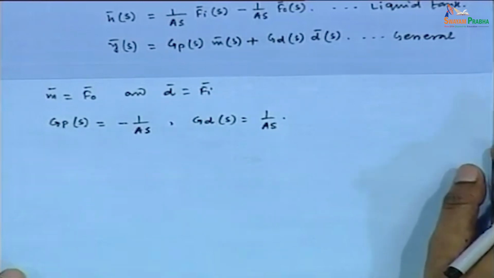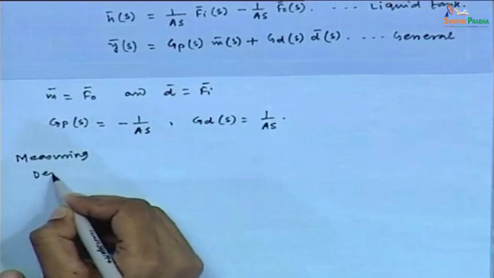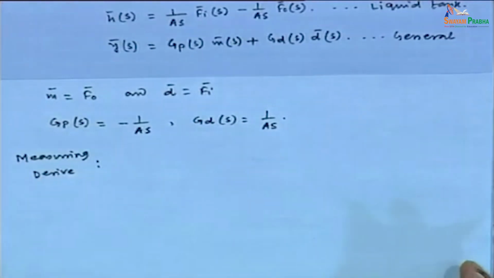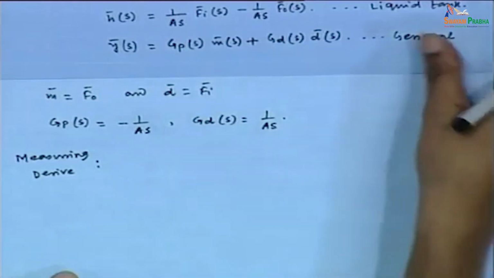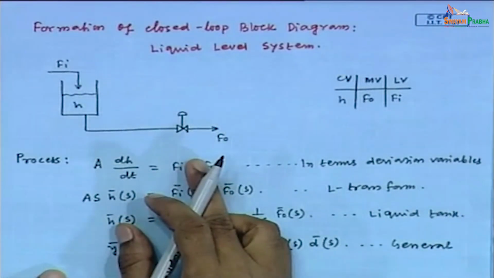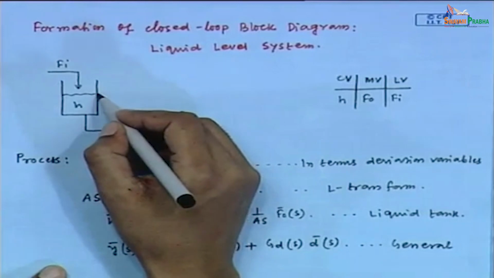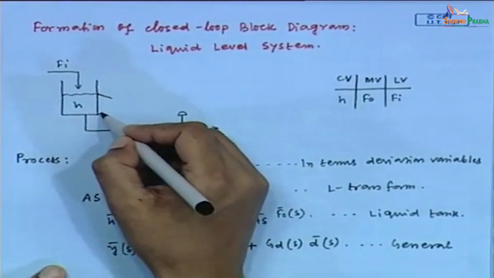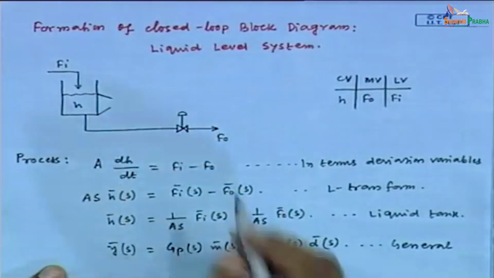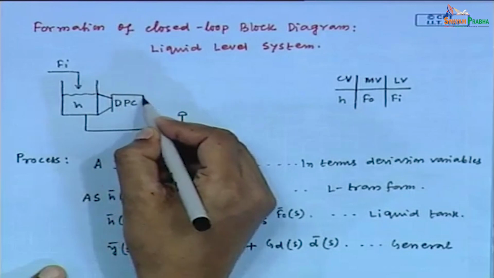Now, what is the next element? The next element is the measuring device. So, we will consider the measuring device for finding the transfer function. In this liquid level system, first we can configure the control scheme. If we configure the control scheme, then we need the final control element. Sorry, first we need the measuring device. So, to measure this liquid height, the differential pressure cell is extensively used.